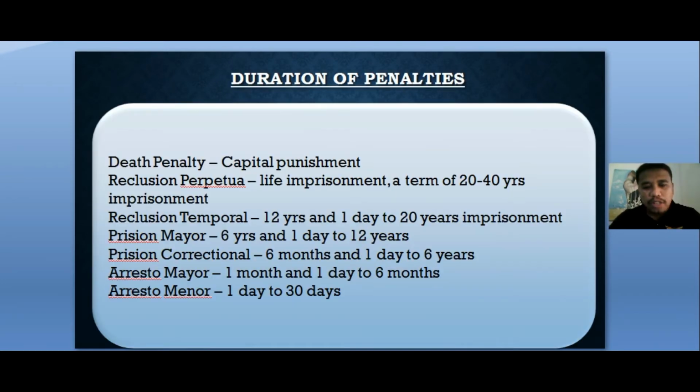Now, if a person is found guilty beyond reasonable doubt by a competent court, there are many possible durations of their penalties. Okay? So, cadets, you must memorize these, starting from arresto minor up to death penalty, along with their corresponding penalties. Okay? Because there is a big possibility that this topic will come out in the board examination.